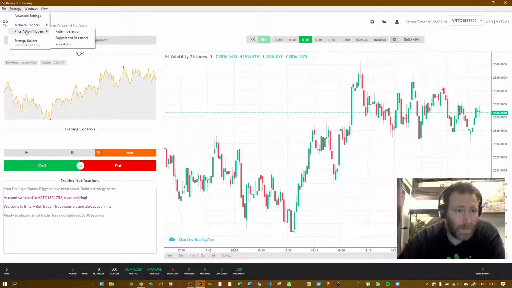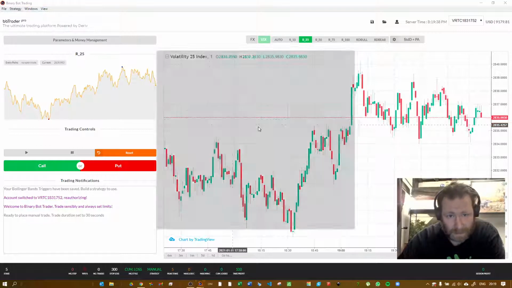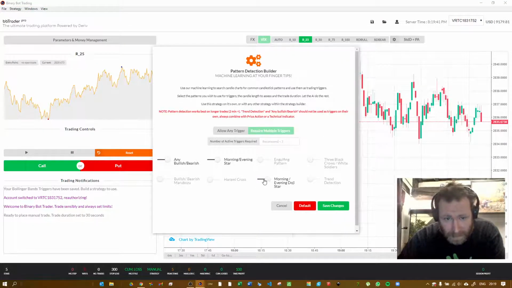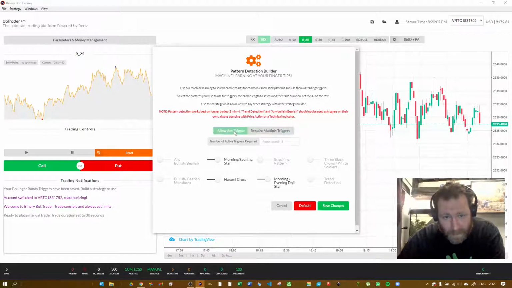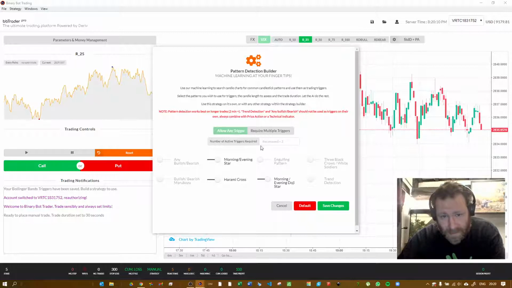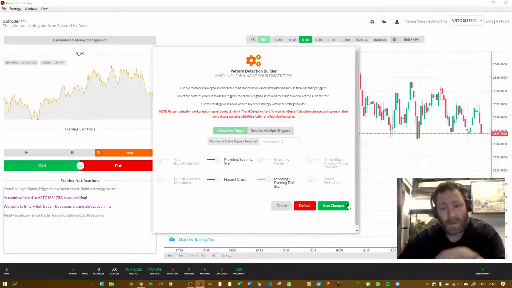So if we go back over to bbTrader, the price action triggers, pattern detection, we can look at some pattern detection ideas, and the good ones for reversals are morning star, evening star, doji stars, and another good one is Harami cross. Now, if you allow any one of these triggers, that means that any reversal price action trigger will create a single trigger for the strategy.